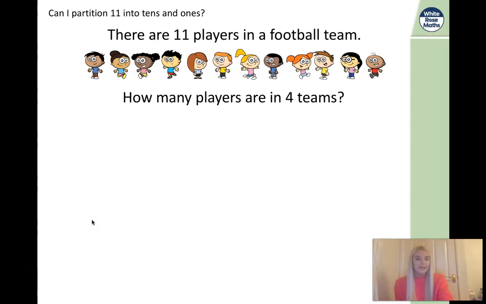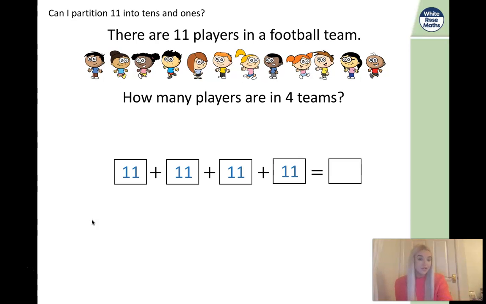There are 11 players in a football team. How many players are in 4 teams? Now, we've done lots and lots of work on these types of questions. Can you please pause the video here and write down a repeated addition for this problem, please? Off you go. Let's see if you got the same as me.